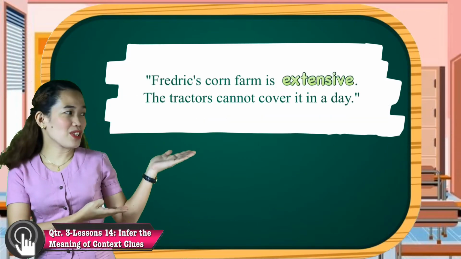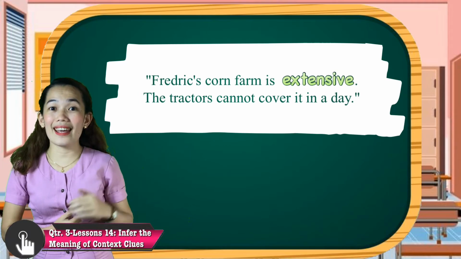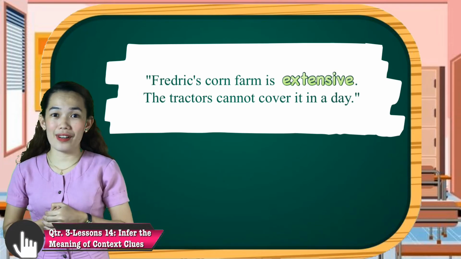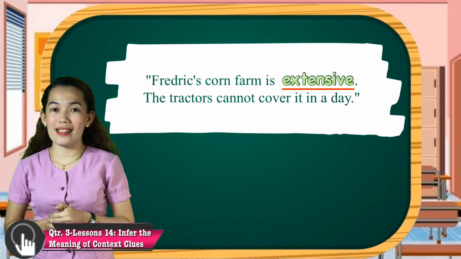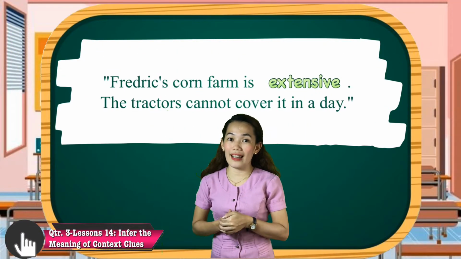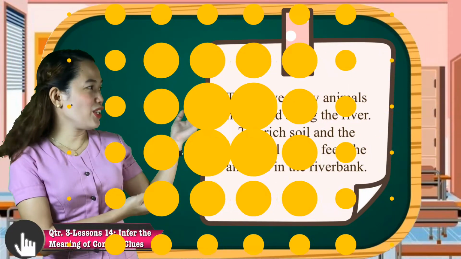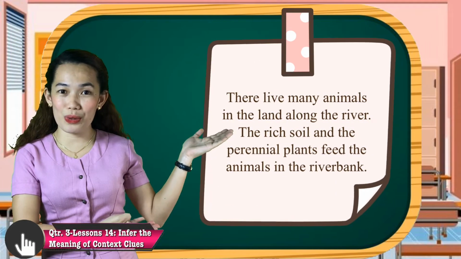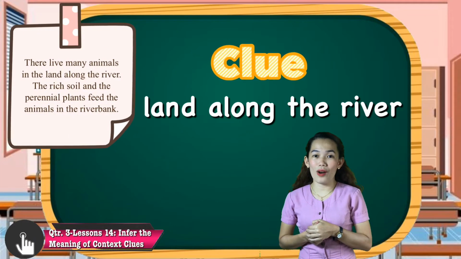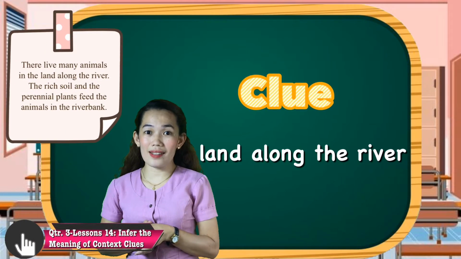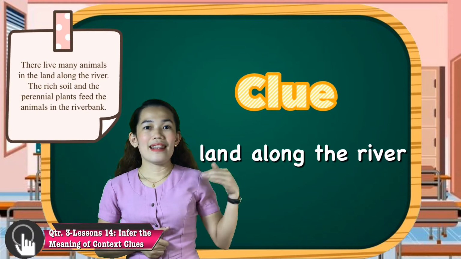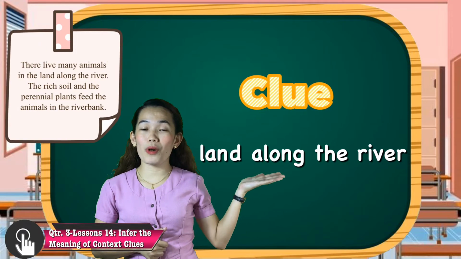Example, Frederick's corn farm is extensive. The tractors cannot cover it in a day. Now, what does extensive mean? The context clue is in the second sentence. Can you read this statement flashed on your screen? The clue is land along the river. The statement here tells an idea. Land along the river is our clue.